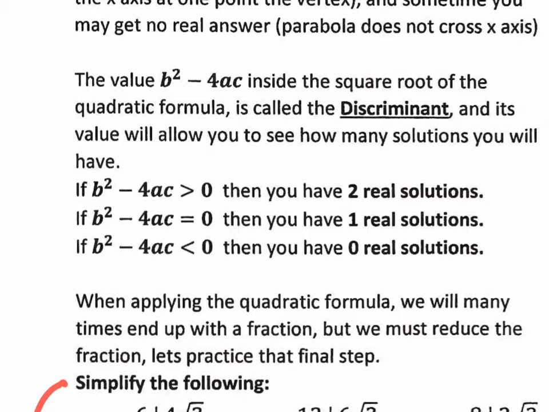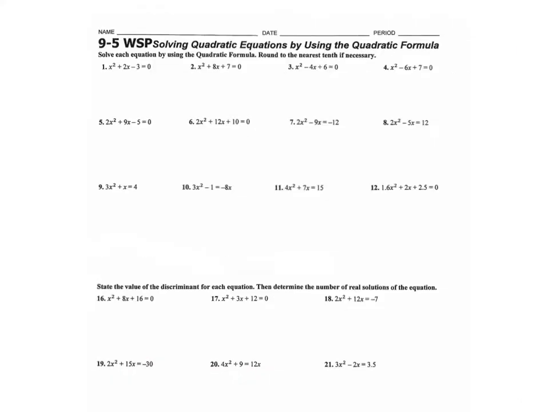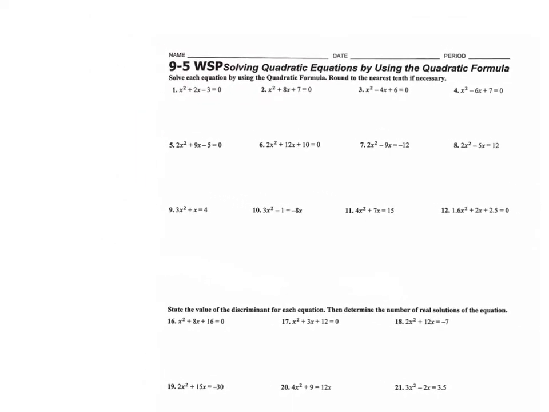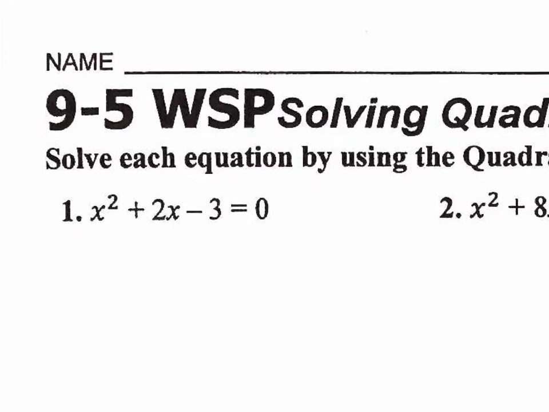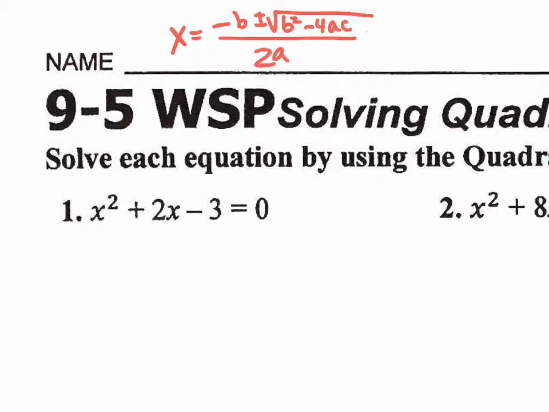I guess the best way to do this is to take a look at our homework. Okay, so here's the homework, and let's go to question number 1. And before going to question number 1, you need the quadratic formula. So let's all write it down. X equals -b plus or minus the square root of b squared minus 4 times a times c, all divided by 2 times a.